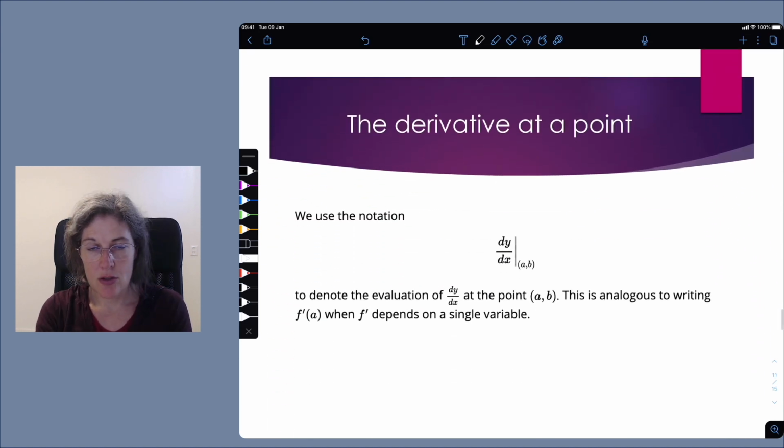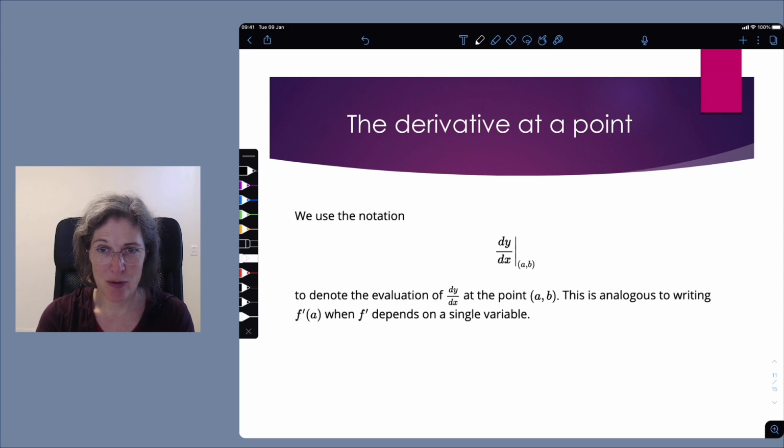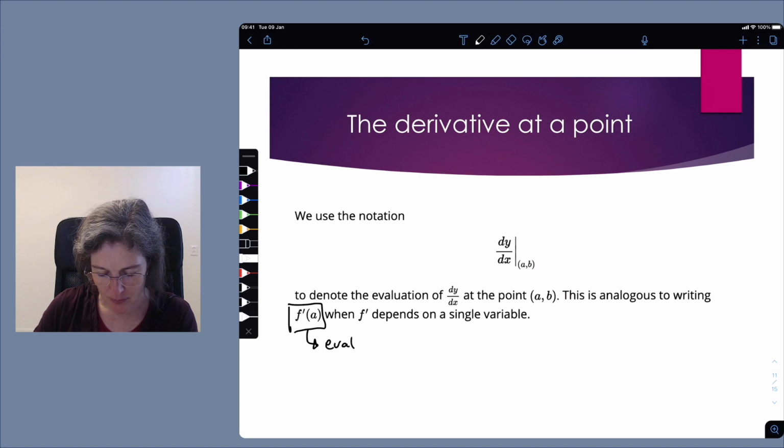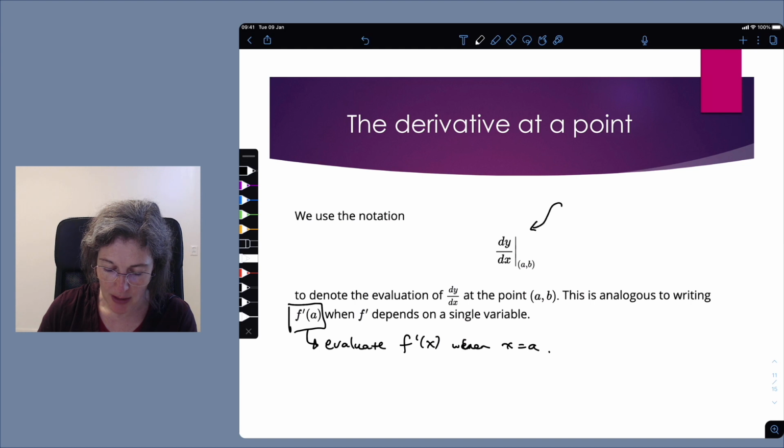So a couple of points to ponder, as it were. You might have seen this notation before. When we want to evaluate the derivative at a particular point, we sometimes use this notation here, which says evaluate the derivative when x is equal to a. But you might also have seen this notation that we have here, which says evaluate the derivative at the point (a, b).